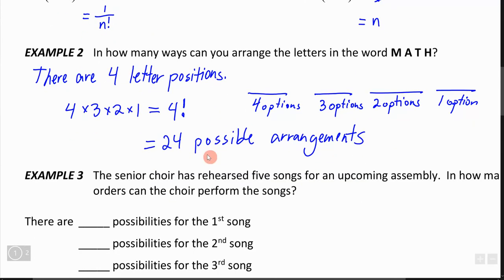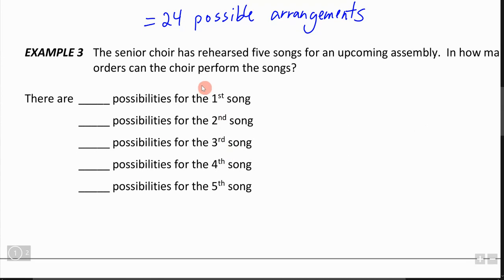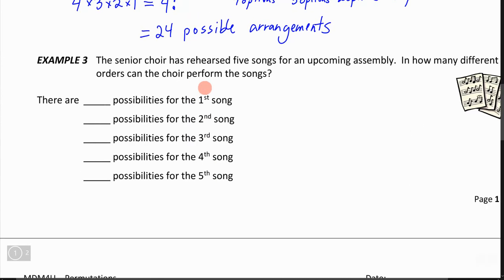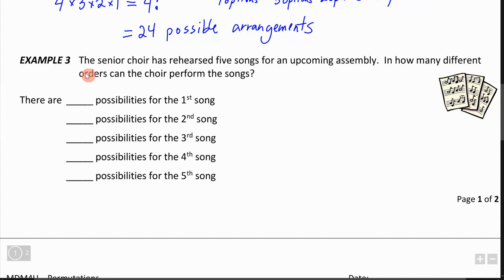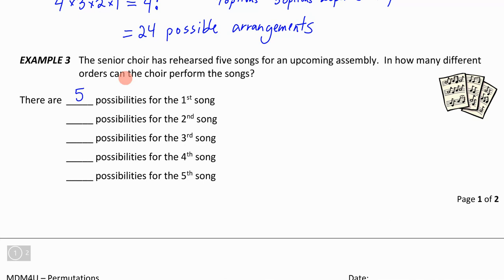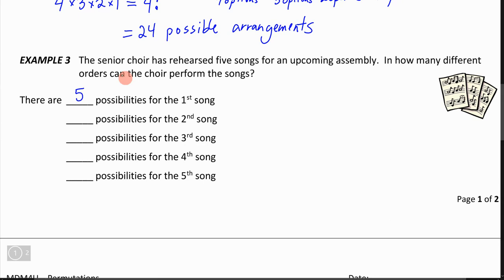Okay. Looking at my next example, the senior choir has rehearsed 5 songs for an upcoming assembly. In how many different orders can the choir perform the songs? Well, for the first song, they have 5 songs to choose from, so there's 5 possibilities. Every time they sing a song, you reduce the number of songs available. So for the second song, there's only 4 possibilities, 3 possibilities for the third song, 2 possibilities for the fourth song, and then finally, there's only 1 song left, 1 possibility for the fifth song.